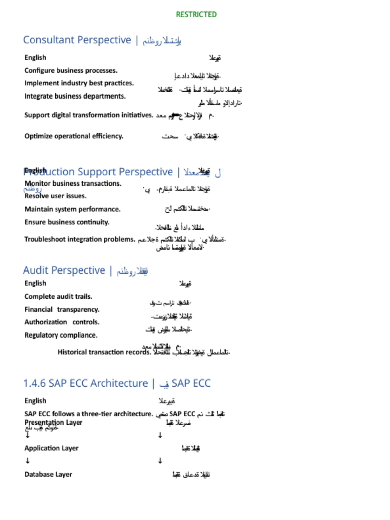This structure supports complete audit trails, financial transparency, and strict authorization controls. It also helps us troubleshoot integration issues and maintain regulatory compliance, keeping everything running smoothly behind the scenes.